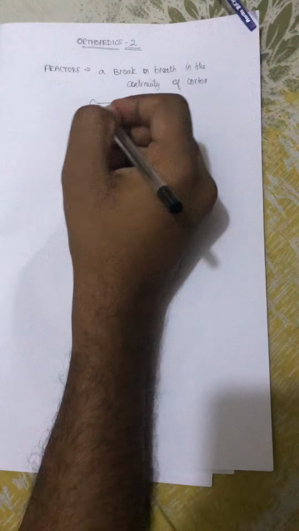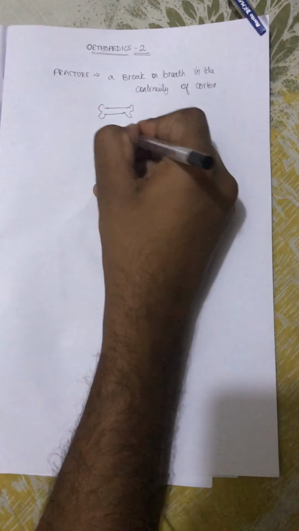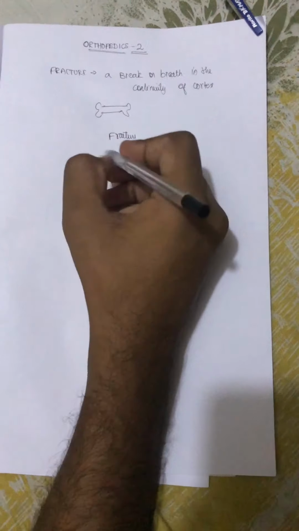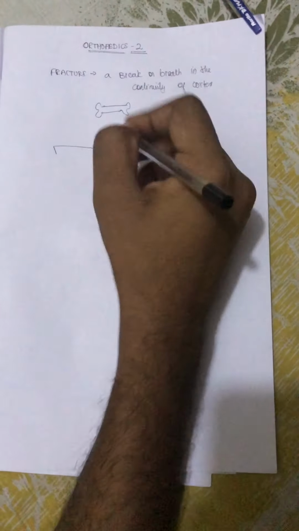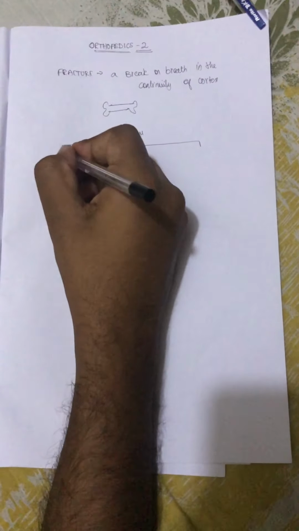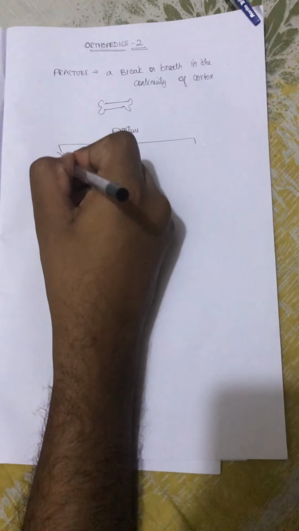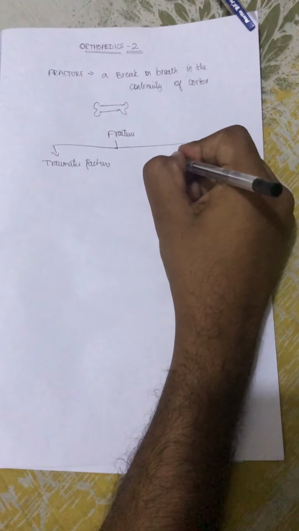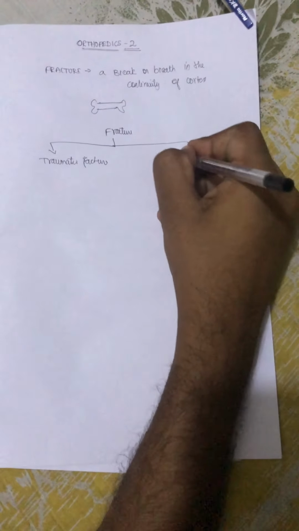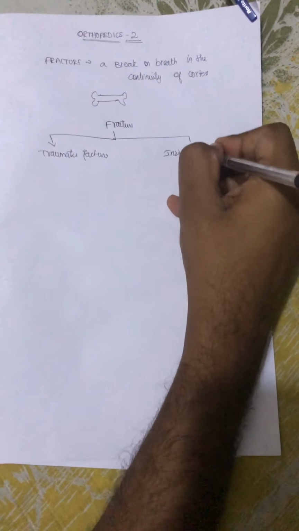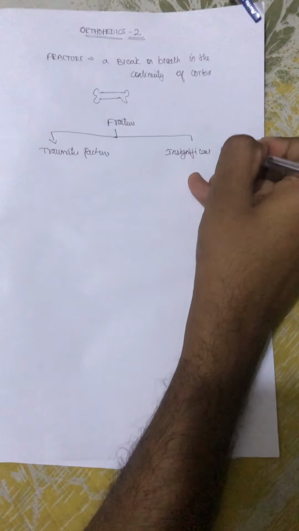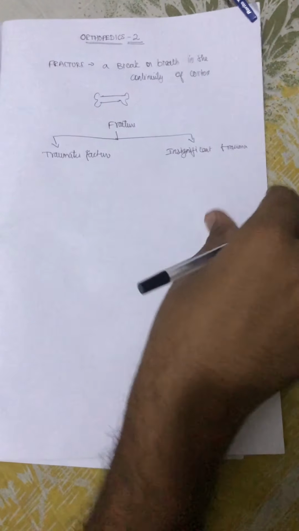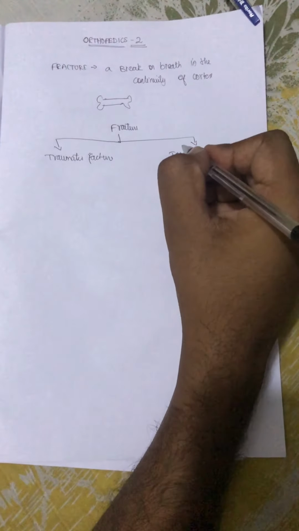Now we will see about the different types of fracture. Fractures are primarily divided into two types: those which may be due to trauma, which is a traumatic fracture, and those due to insignificant trauma, which is other than trauma. First we will see about insignificant trauma. Insignificant trauma is a fracture which occurred not due to trauma.